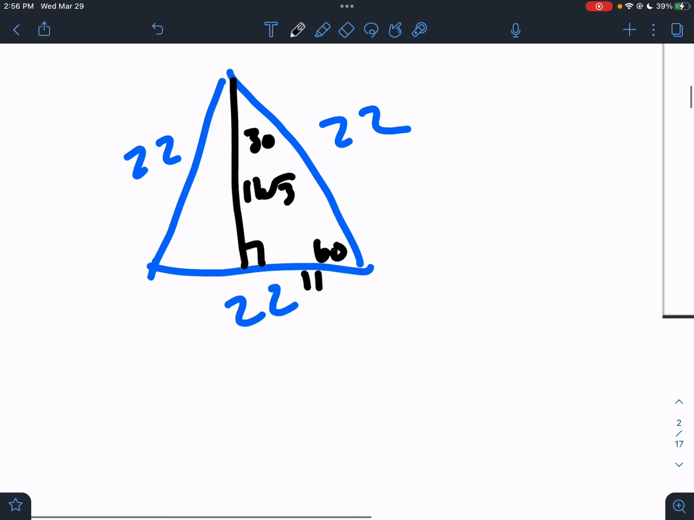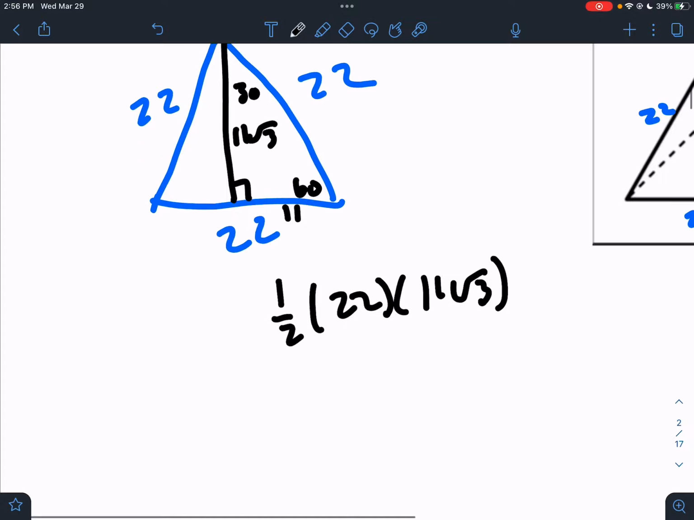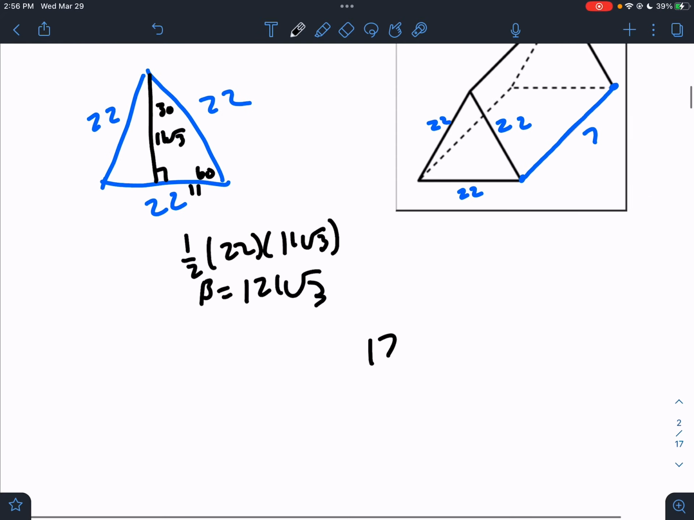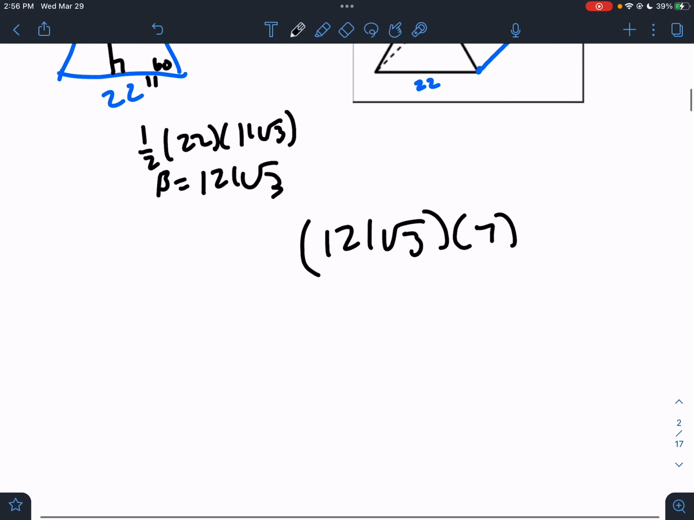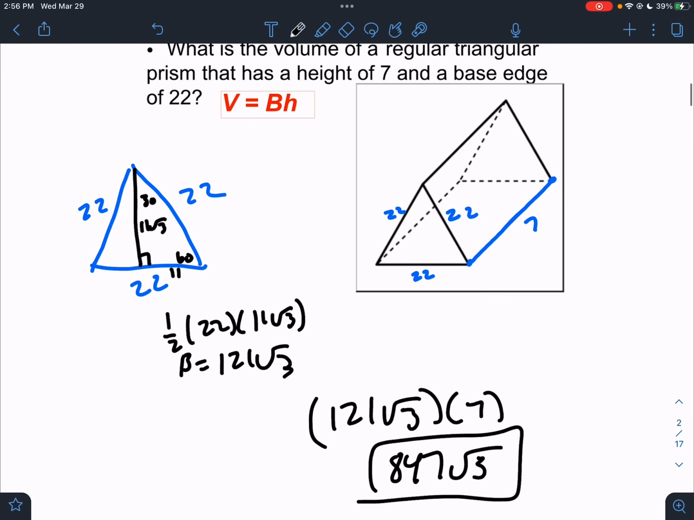So we drop the height, it cuts the side in half, 30, 60, 90. So this would be 1/2 times the base times the height, and that would be 121 root 3. So that's the area of the base. And then the height is 7. So it's 121 root 3 times 7, which would be 847 root 3. And that would be the volume of this triangular prism.